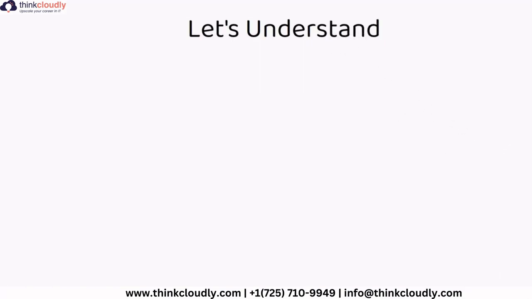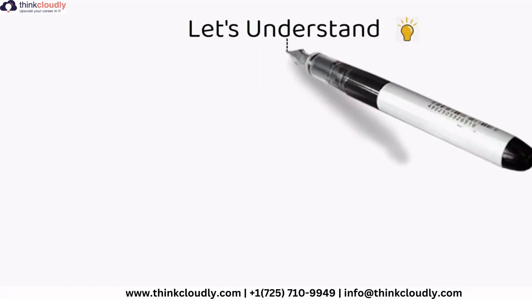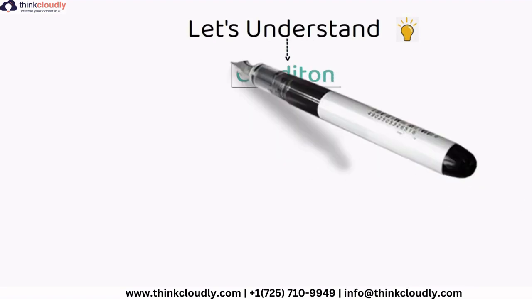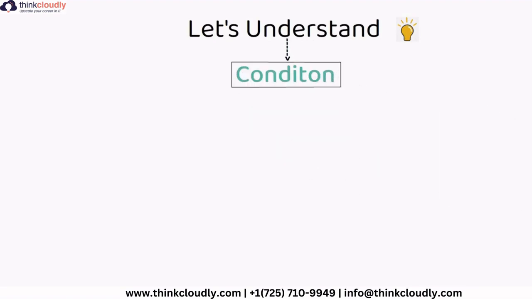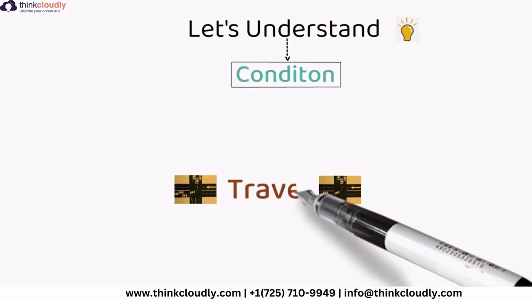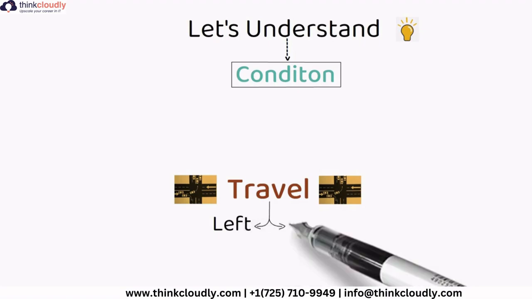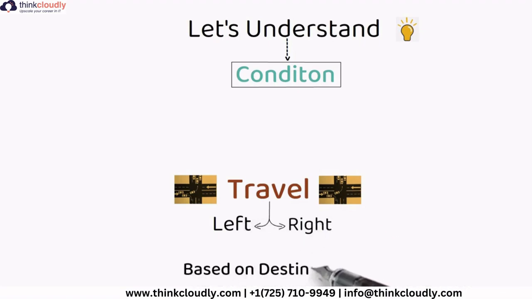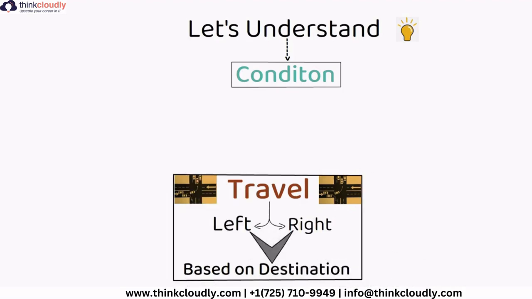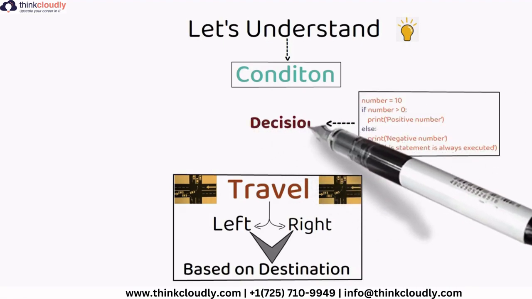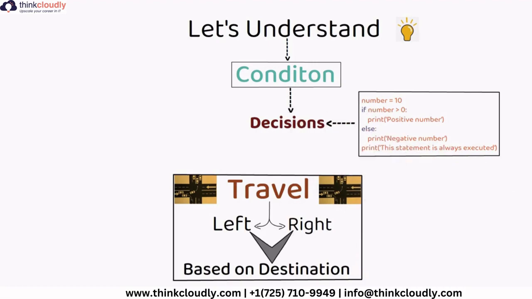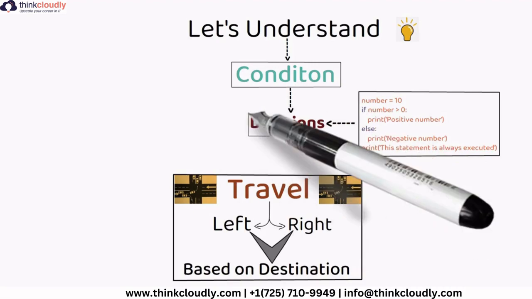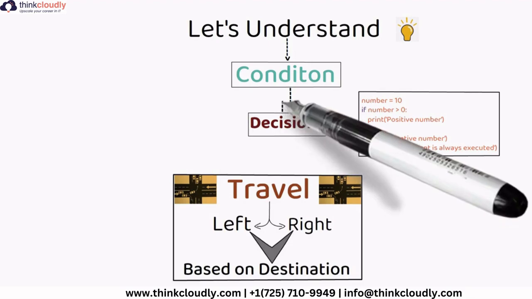Now let's understand. There was a second thing which I told you in the fundamentals. That was the condition. Okay. See, sometimes, let's say you're traveling on a road, either you have to take left or you have to take right. Based on your destination, you have to take those decisions, right? Just like that, when you are writing a big computer program, you have to take certain decisions. Okay, so conditions are actually the real decisions.